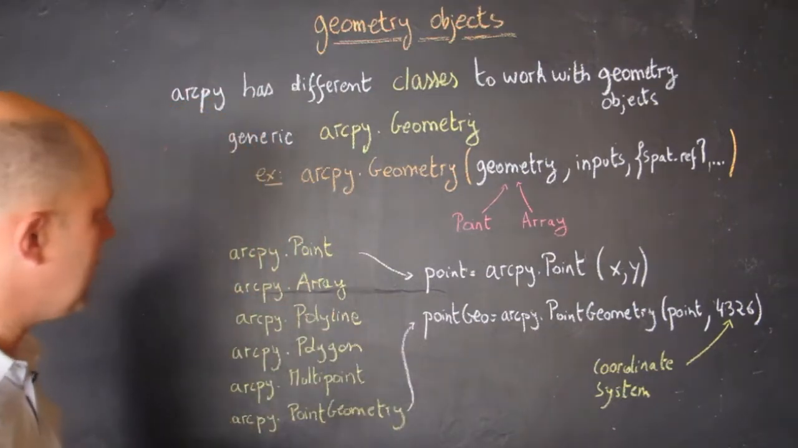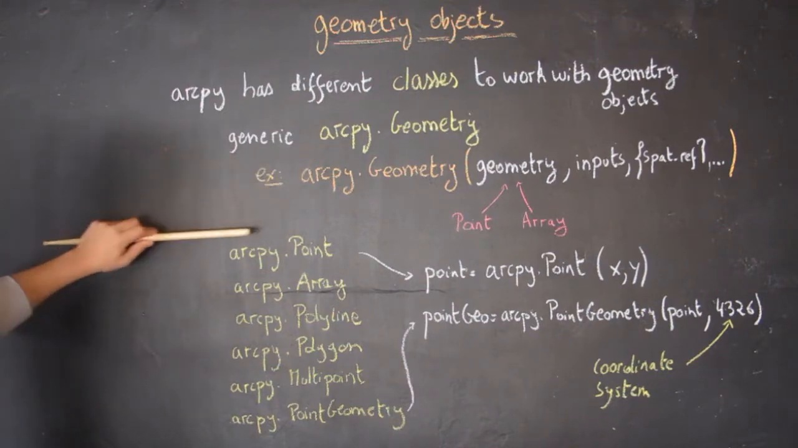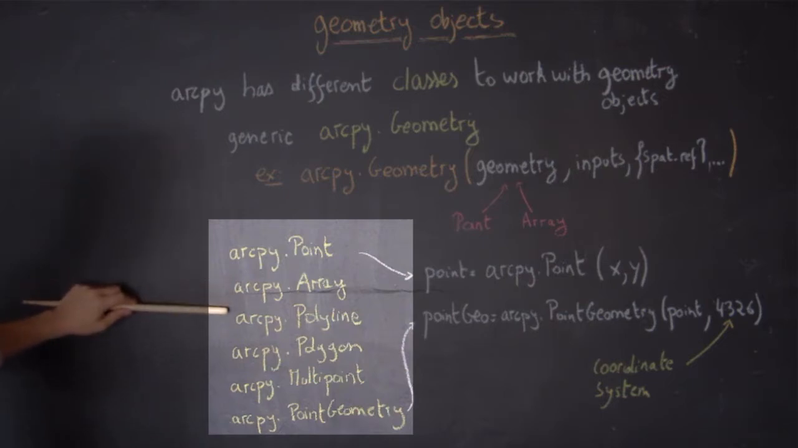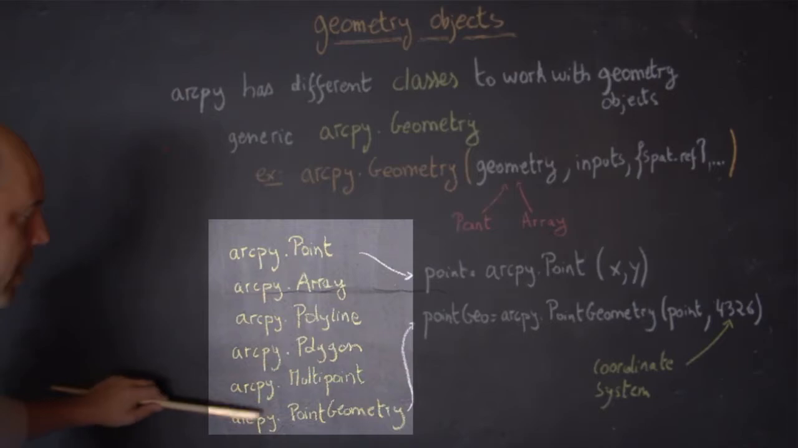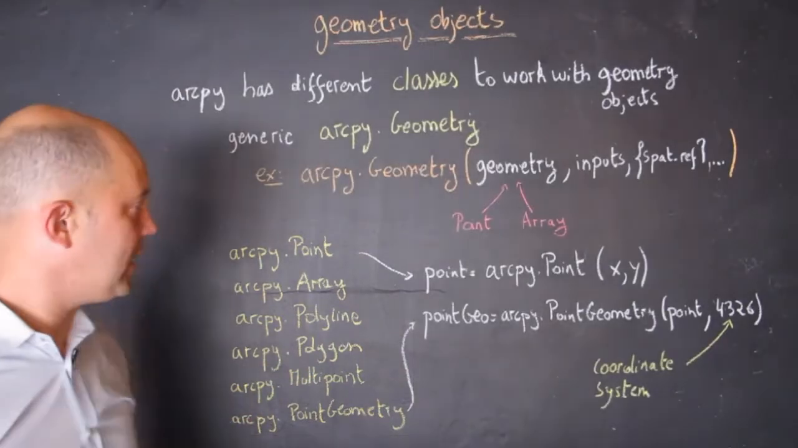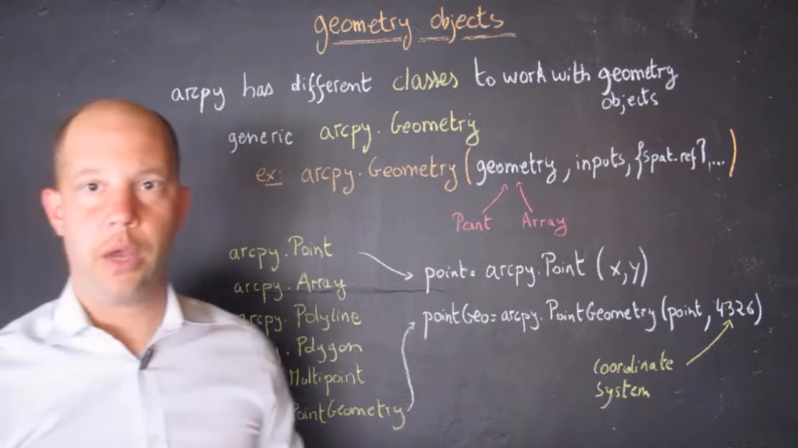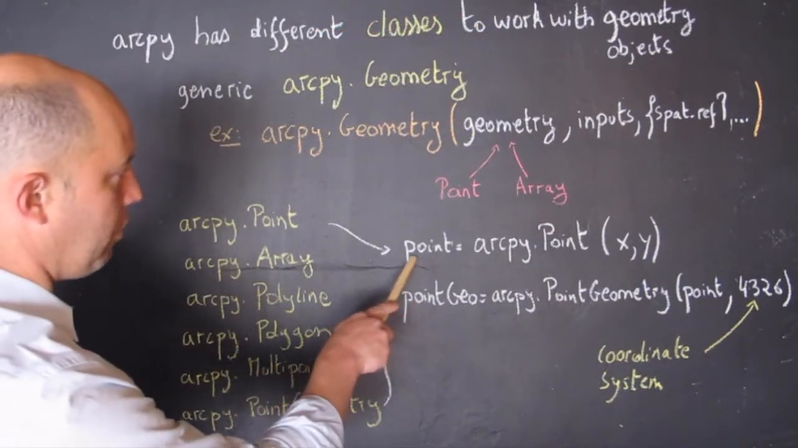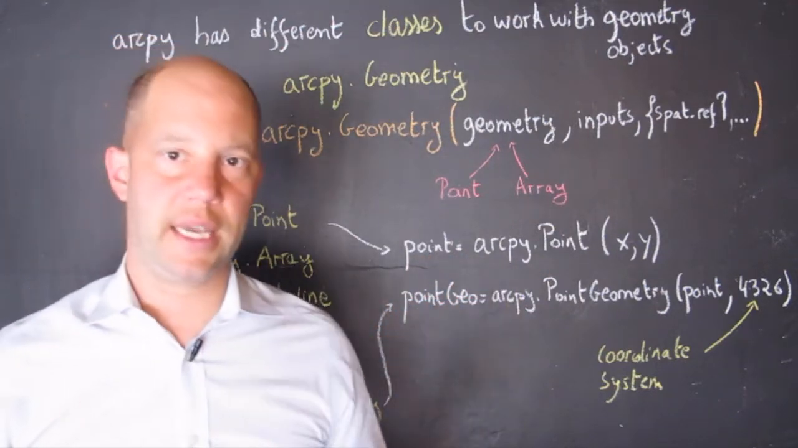So here are the different classes. So besides this one, so this is the generic. These are more specific. ArcPy.point, ArcPy.array, ArcPy.polyline, ArcPy.polygon, ArcPy.multipoint, ArcPy.pointGeometry. Okay, and let's see those two because they are very relevant right now as we are talking about how to create point geometry. So the very first one here, I have a new variable called point, and I put it equal to ArcPy.point, and between the brackets I have the x and y.